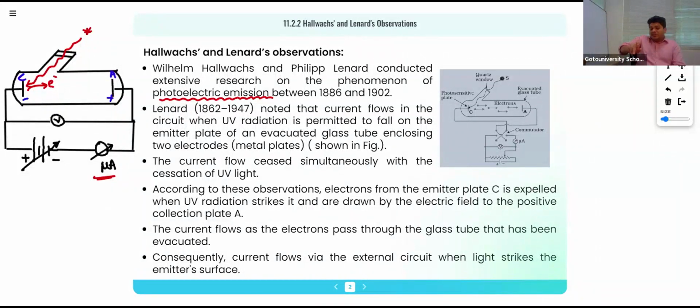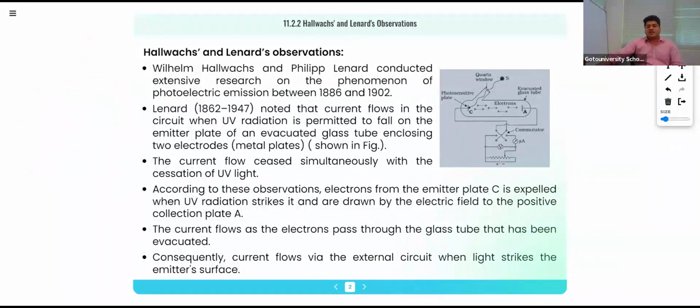If we were increasing the potential difference, photoelectric current was increasing, and after that it was flowing constant. But if we were decreasing the potential difference, our photoelectric current would decrease, and after that it stops. Why it is happening, we will study in the Einstein one. Okay, let's see the next one.